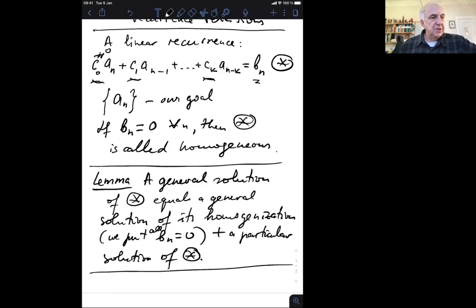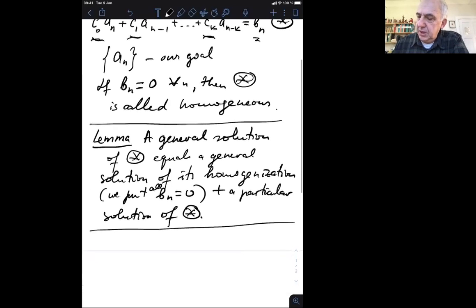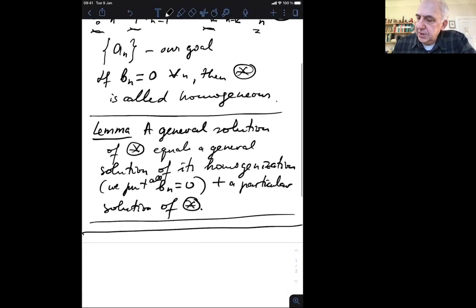Okay, so let me start with a certain example, and we'll be mainly working today with recurrences of order 1 and order 2. That's a basic example.